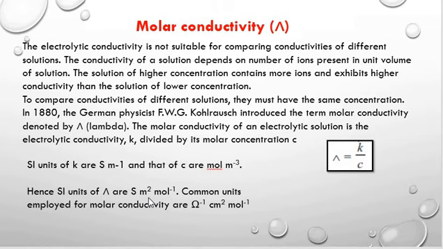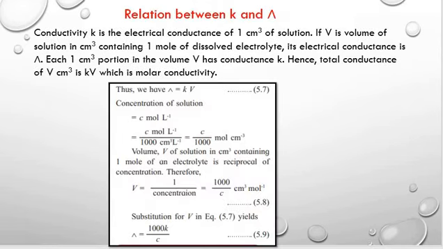Now, let's talk about the relation between K and lambda. Conductivity K is the electrical conductance of 1 centimeter cube of solution. If V is the volume of solution in centimeter cube containing 1 mole of dissolved electrolyte, its electrical conductance is lambda. Hence, the total conductance of V centimeter cube is KV, which is molar conductivity. So, we can say here lambda is equal to K multiplied by V.